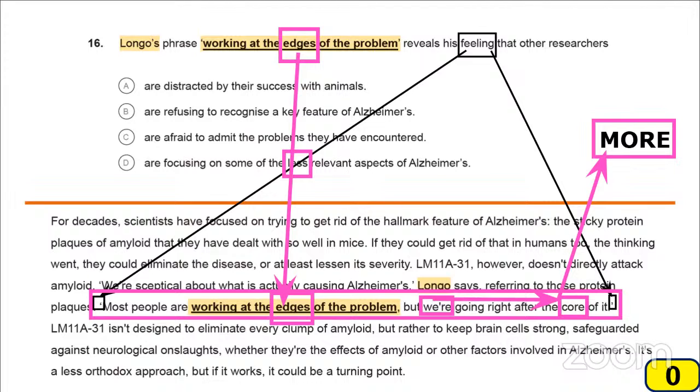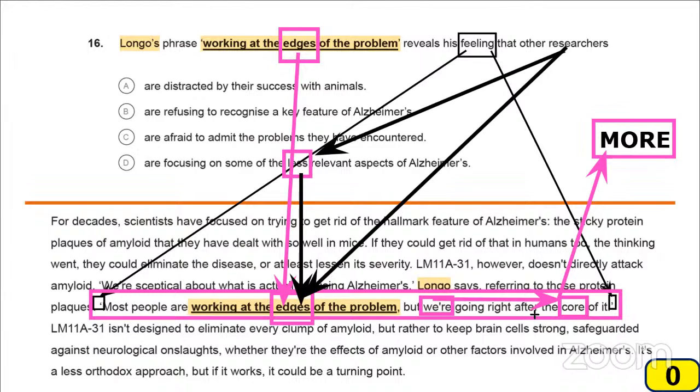We more, but researchers less. Researchers less. Less means edges. Okay. Researchers less, but we more. More means core. So you can see this one. We are different from them. We are going to the central part of the problem, but others, other researchers are going to the superficial level or in the boundaries or in the edges or in the borders.